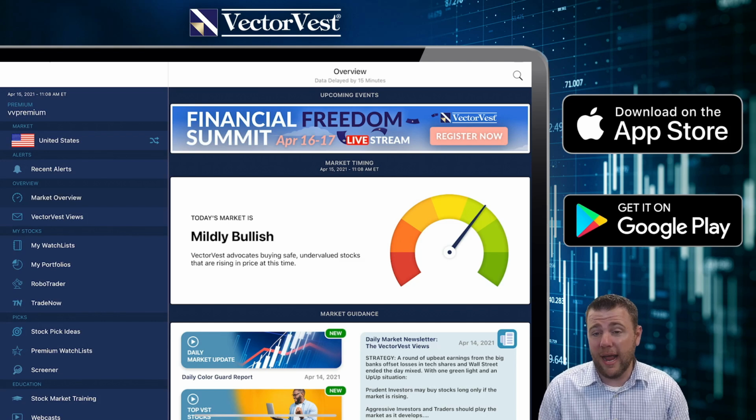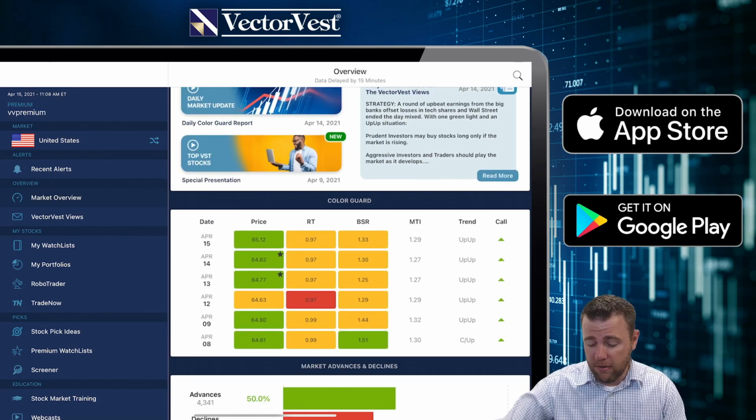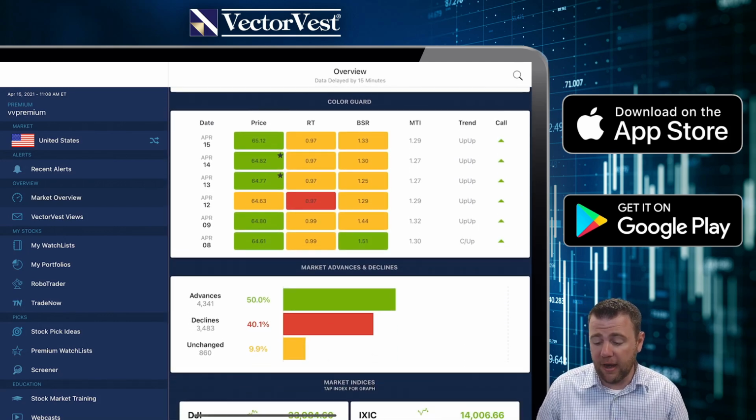But quickly to recap the overall market before Facebook has another flash crash there. You still have one tick into the green, therefore the market is mildly bullish. We scroll down, still one green light in the price column. RT actually pulling back a little bit from where we saw it when we first opened up today. Buy to sell ratio pulling back just slightly here. And looking at the advance-decline, 50% advancers, 40% decliners. Clearly not that 2-to-1 ratio that we prefer to see.